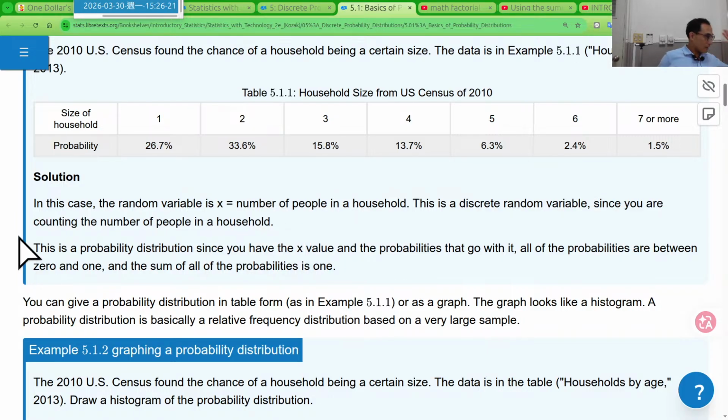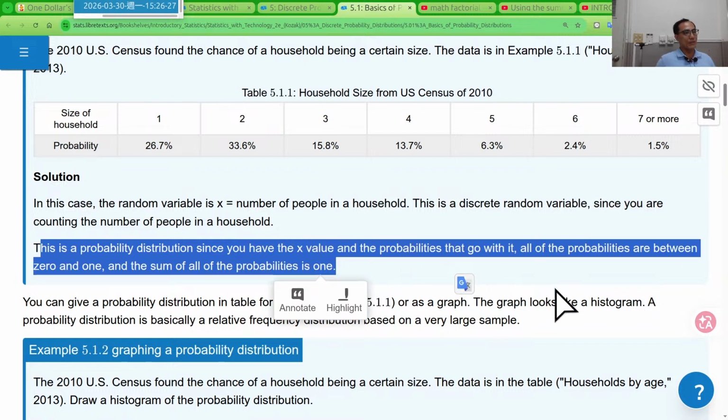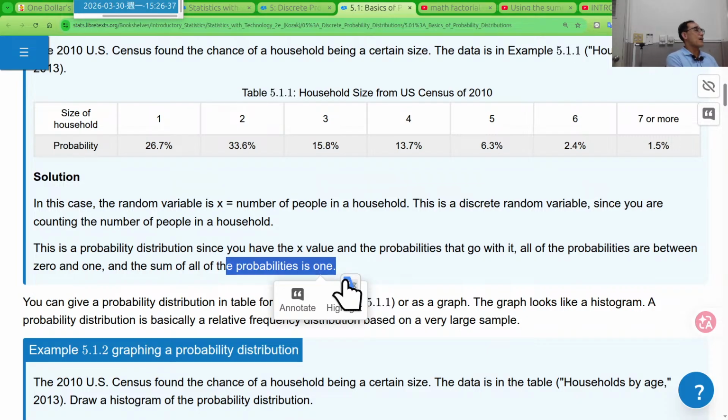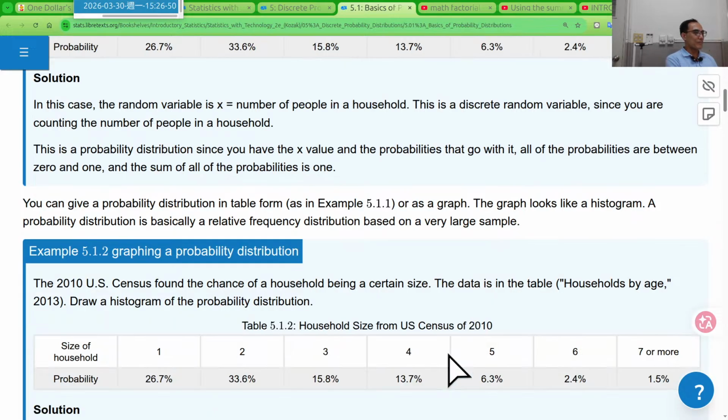This is a probability distribution, since you have the x values and the probabilities to go with them. All of the probabilities are between 0 and 1, and the sum of all probabilities is 1. What does it mean? You list all events and divide by all events. You get a probability, and when you add all probabilities together, they will be 1. It means 100%.